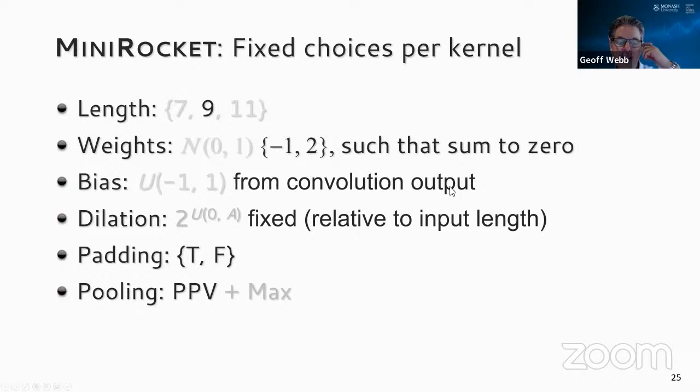So they are realistic values, because sometimes the range was much less than -1 to 1. So the values we got for bias were too large and pushed all of the outputs to close to 0 or close to 1. Sometimes they were too small, so the bias had very little impact. The dilation is fixed, so we simply have a fixed schedule which depends on the input length. Padding simply alternates between true and false, and for pooling, we now only use the proportion of positive values.